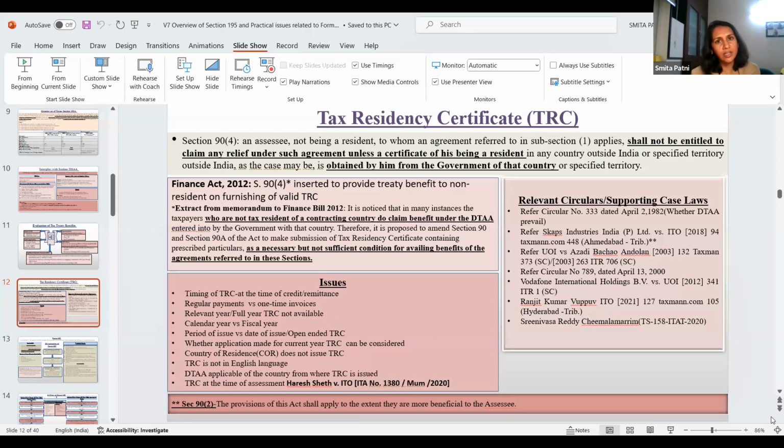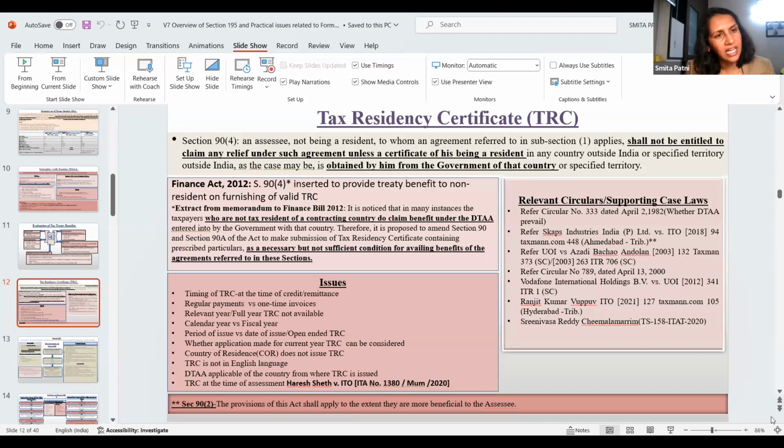Now, what are the issues that revolve around TRC? First, the timing of the TRC, at the time of credit or payment. As already mentioned in Section 195 subsection 1, TDS has to be deducted at the earliest point of time, that is either at the time of payment or at the time of credit. So at what time are we supposed to get the TRC? The technical language says that we should take the TRC at the time of credit, at the first point, because we are deducting tax at that point of time. So if we need to have a TRC, we should have the TRC at that point of time.